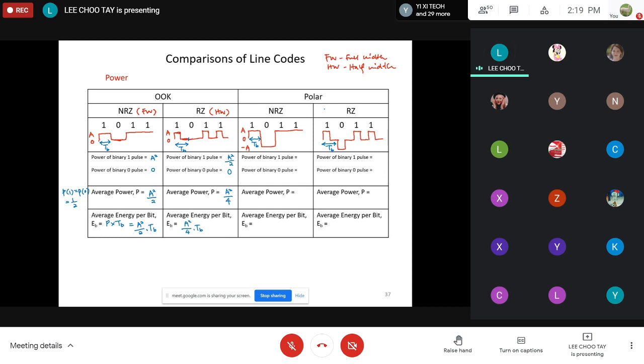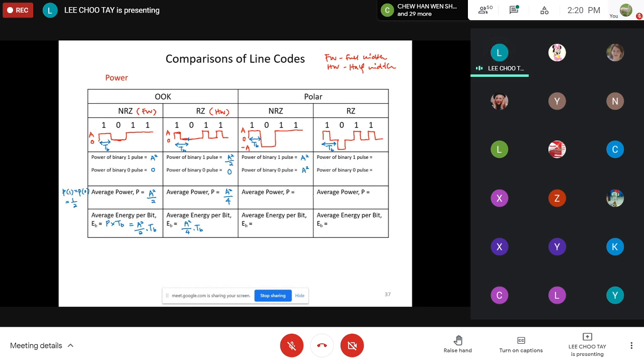No? Okay, then let's look at polar signaling. If we use non-return to zero pulses, the power that we transmit when we transmit a binary 1 pulse with amplitude A is A square, because this lasts for the entire bit duration. And the power when we transmit binary 0, with the amplitude of minus A, is your voltage square, or amplitude square in this case. So this is A square.